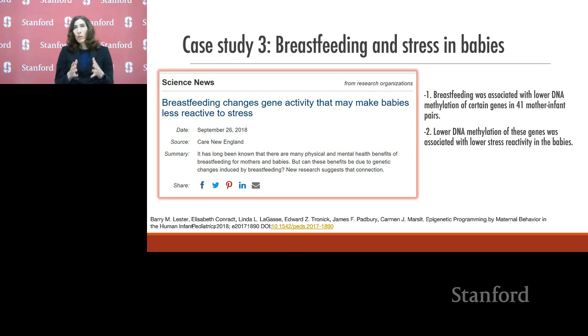So the first finding was they looked at 41 mother-infant pairs, and among the babies that were breastfed, they found lower DNA methylation of two genes related to stress. And DNA methylation is a way of regulating gene activity. That was the first finding. The second finding was that they then correlated this lower DNA methylation of these genes with lower stress in the babies, lower stress reactivity. And it's just that second finding that I'm going to zoom in on now.